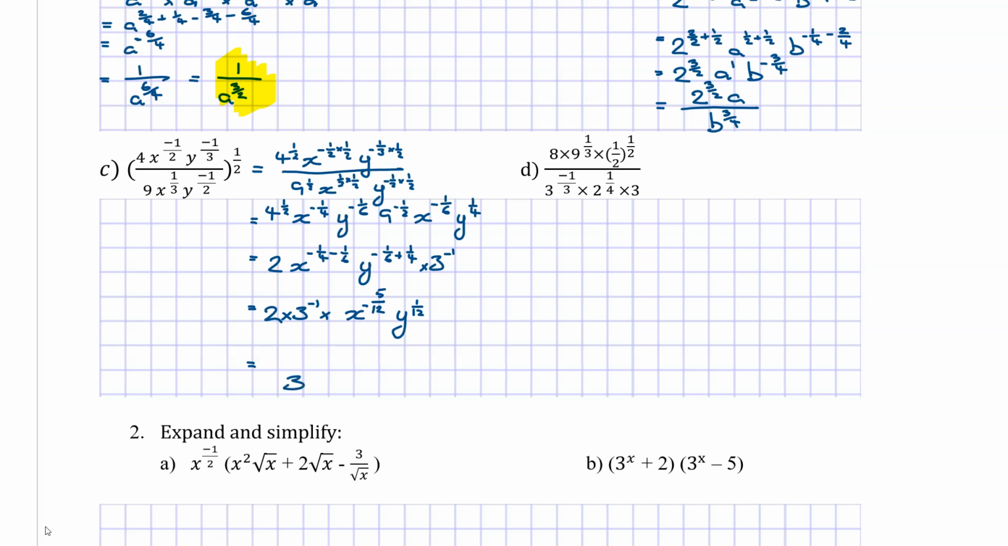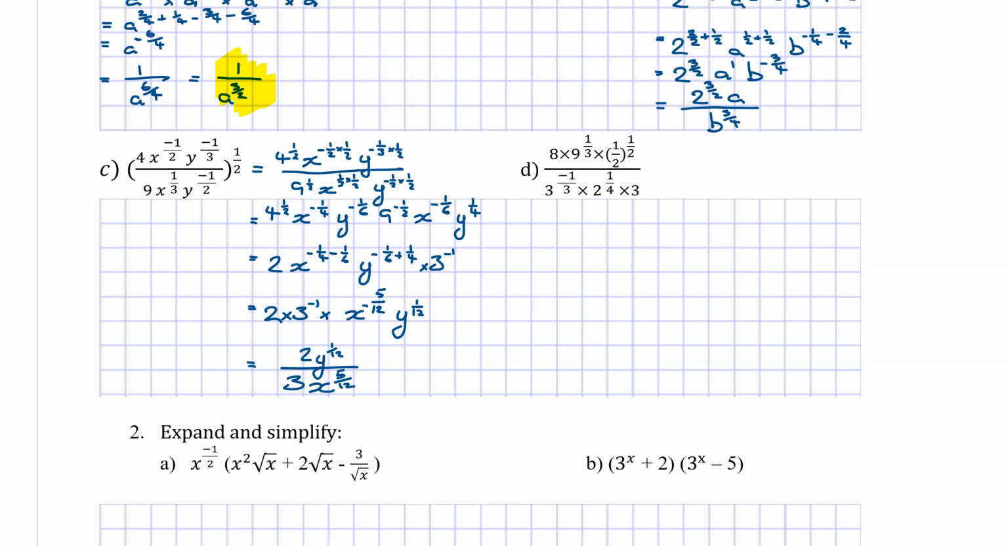Now, expressing it without the negative indices, in the denominator we're going to get 3 because of the -1, and then the x to the power of 5/12, and then in the numerator we're going to get 2y to the 1/12, like so. And this would be our answer, 2 times y to the power of 1/12, all divided by 3x to the power of 5/12. So not really that complicated, just a few steps to do. Alright, next let's do question D.